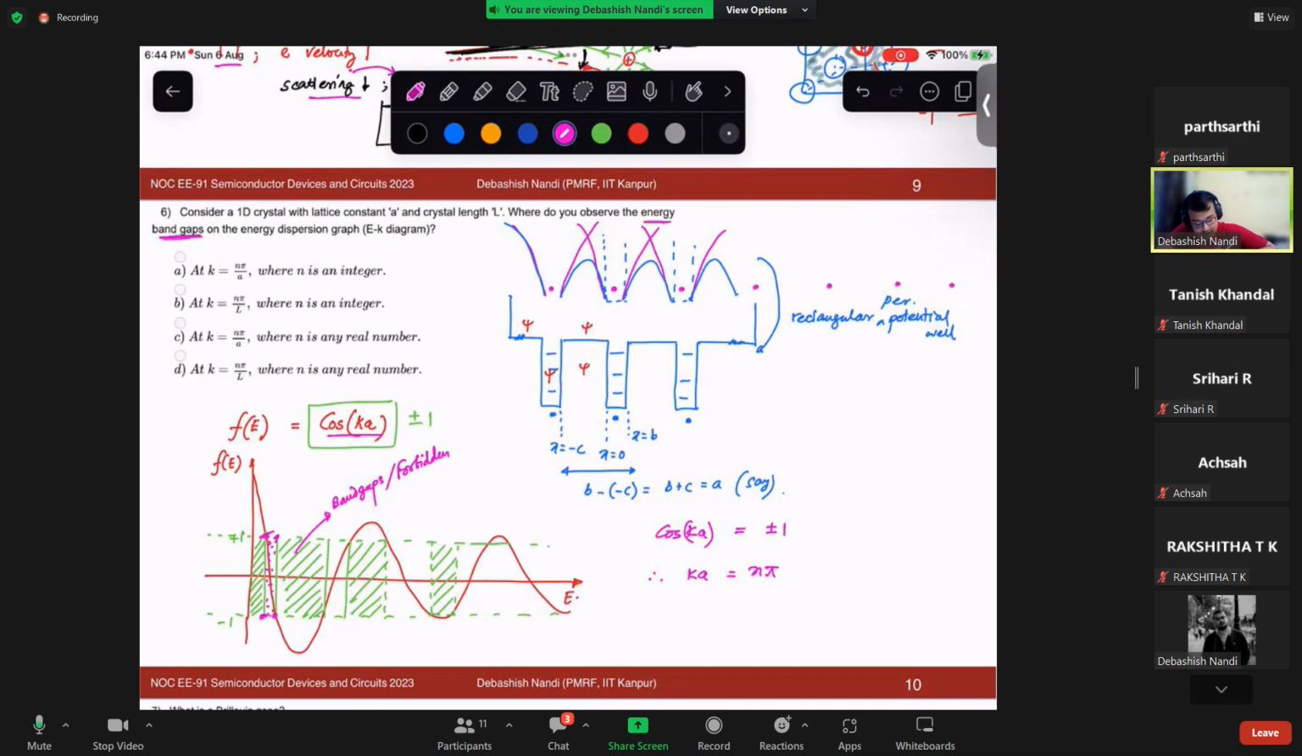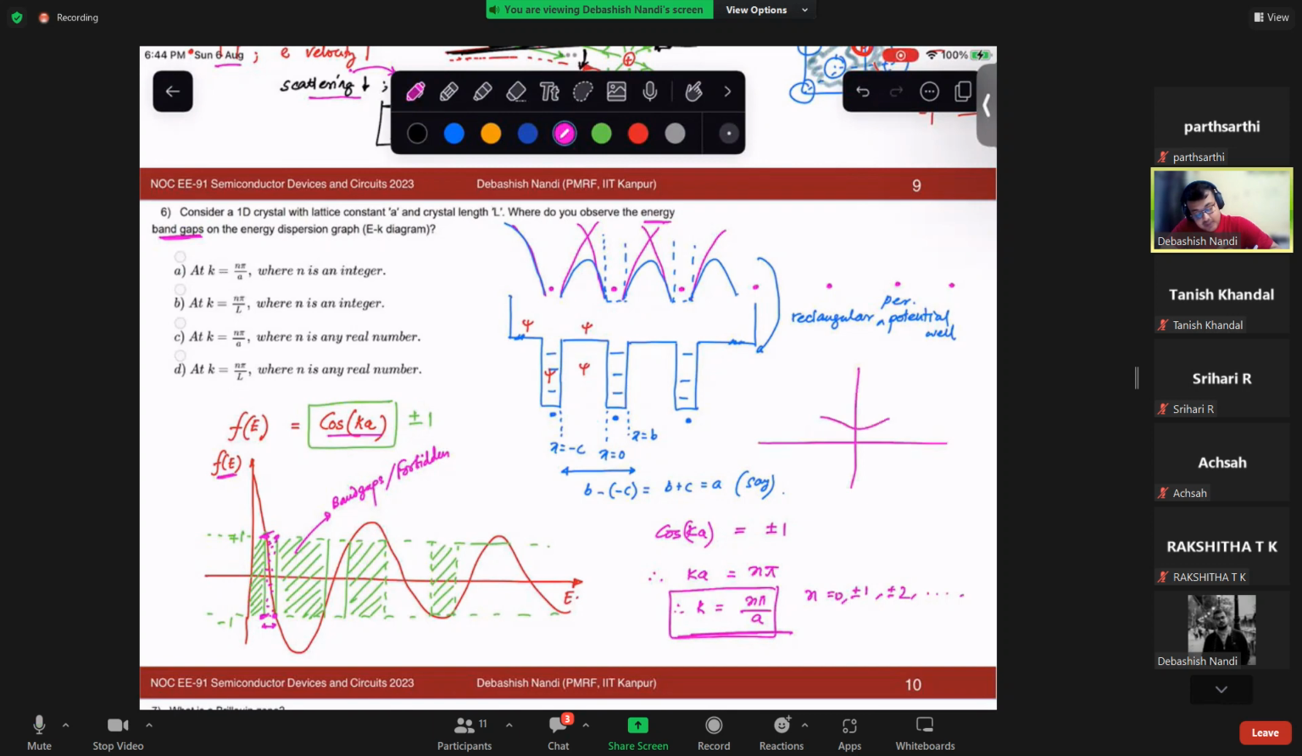At these boundaries we have this band gap when this function crosses plus 1 or minus 1. So for the value of k, it will be n pi by a. Okay, and n can be your plus minus 1, plus minus 2, 0, and anything. Okay, so basically these values of k leads to energy. At these values of k, you will have your band gaps.